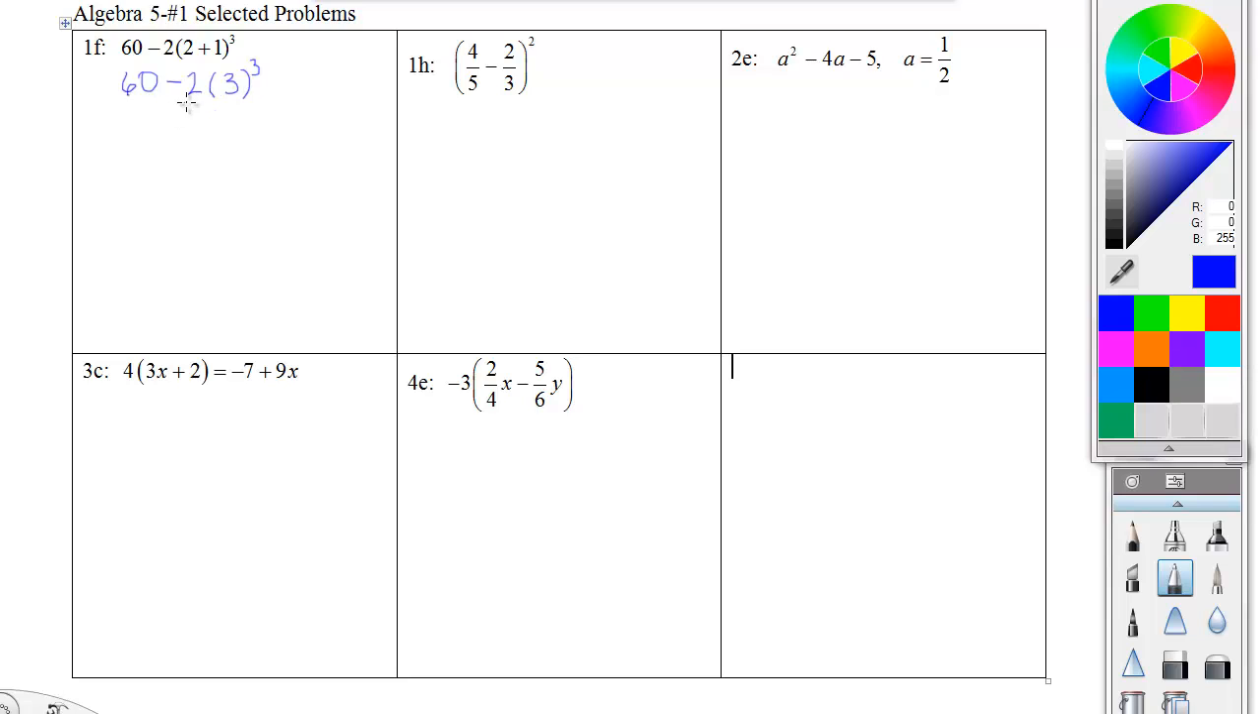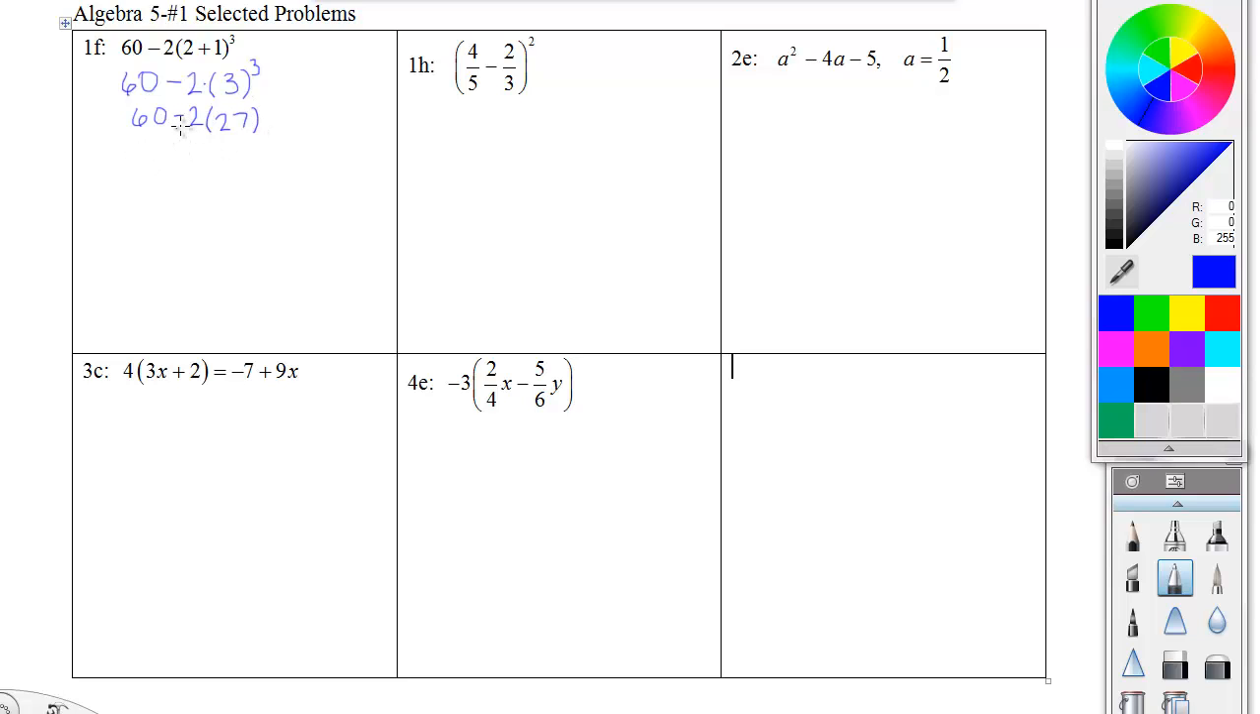A very common error is to combine the 60 minus 2 before you do the other operations. You have to do the exponent first before you do subtraction, or this is really multiplication right here between the 2 and the 3. So I'm going to just rewrite the 60, it just has to wait its turn. Minus 2, and 3 to the third power is 27.